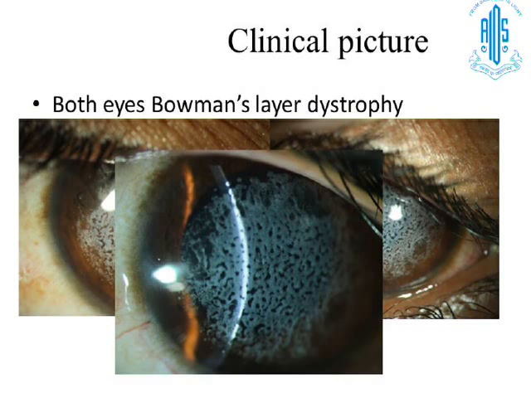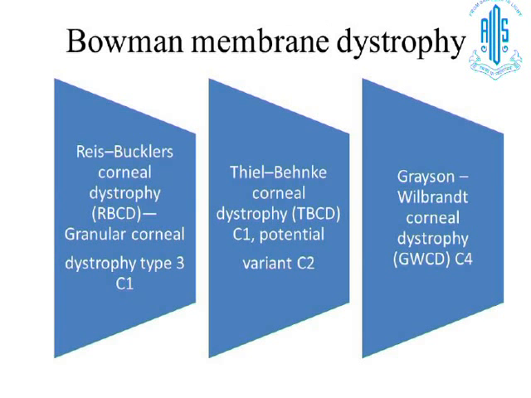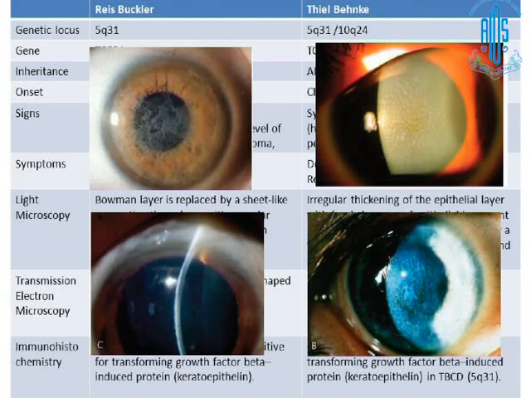So this was a patient with Bowman's layer dystrophy in both eyes. Clinically, this was either Reis-Bücklers, Thiel-Behnke, or Grayson-Wilbrandt corneal dystrophy, and this is the differential diagnosis that we considered, and clinically we felt it was a Reis-Bücklers variant.